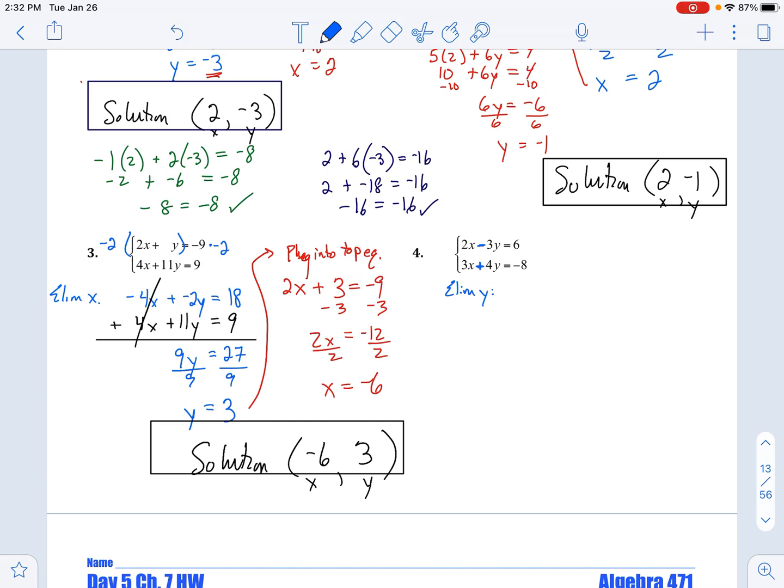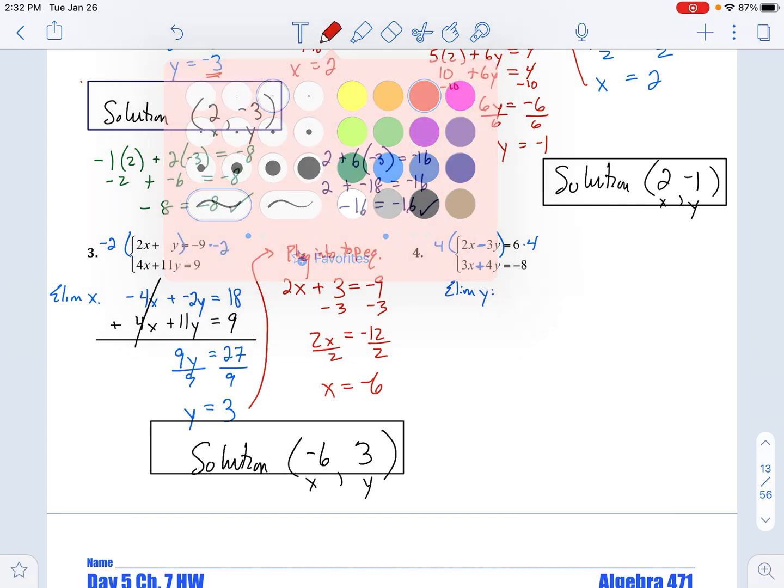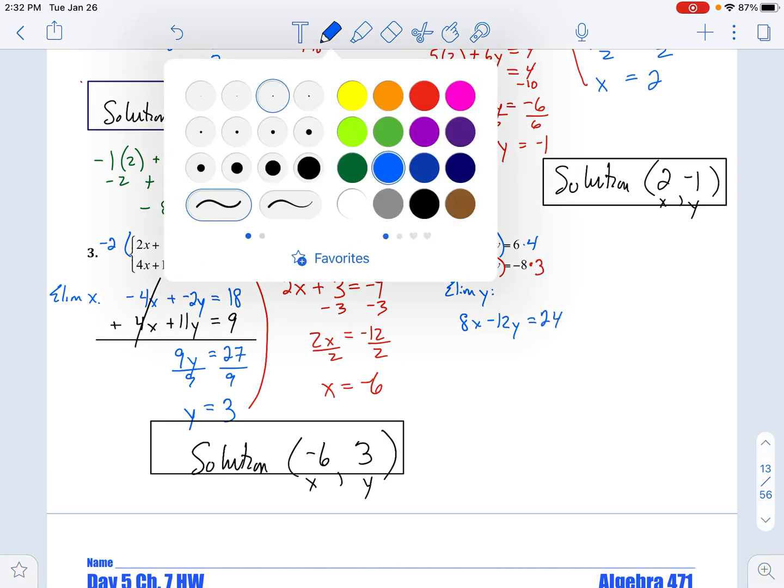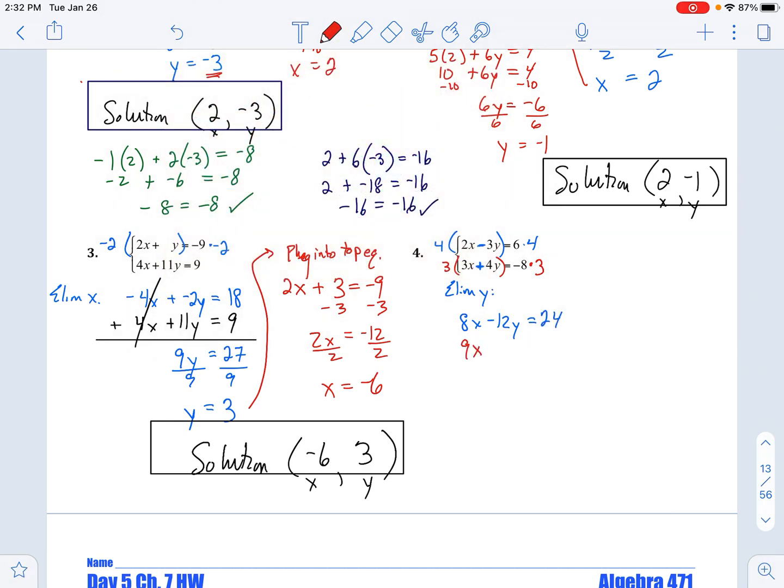What I need to do is find the common multiple between 3 and 4, which is 12. So I'm going to multiply the top equation by 4. That is going to give me a negative 12y. And I'm going to multiply the bottom equation by 3. That will give me a positive 12y. When I add those together, they're going to cancel out. So let's rewrite this below and see what it looks like. Distribute this 4. That's 4 times 2x is 8x minus 12y equals 24. We get 9x plus 12y equals negative 24.